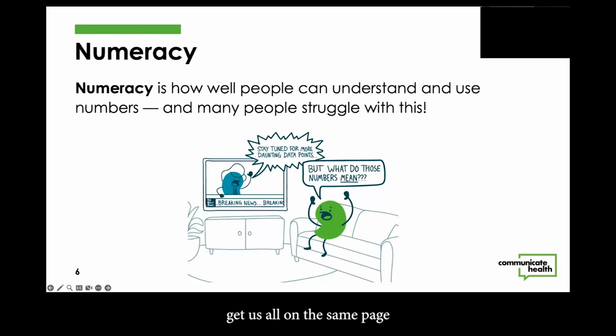So to kind of get us all on the same page before we start going through some of these actionable tips we keep talking about, I just want to give a quick and very simple definition of numeracy, which is very relevant to everything we'll be talking about today, and of course is in the name of today's training. And we define it simply as how well people can understand and use numbers. That is a very simple way to put it, but it pretty much sums up what you need to know. And of course, many people do struggle with this.